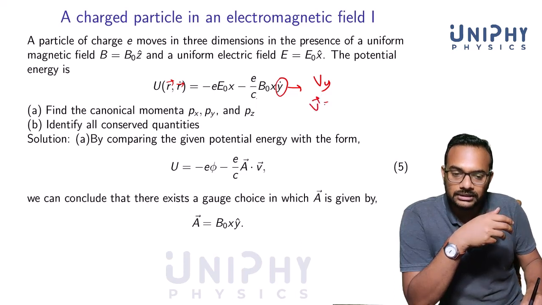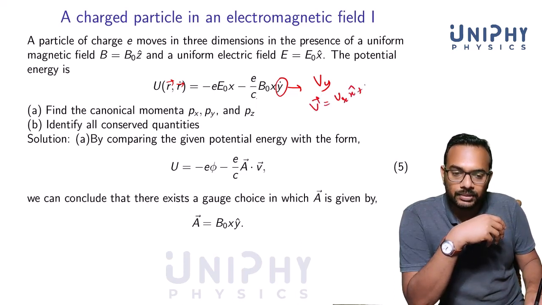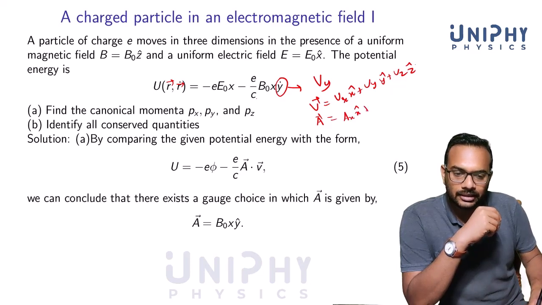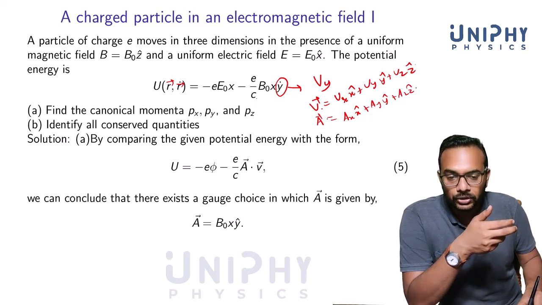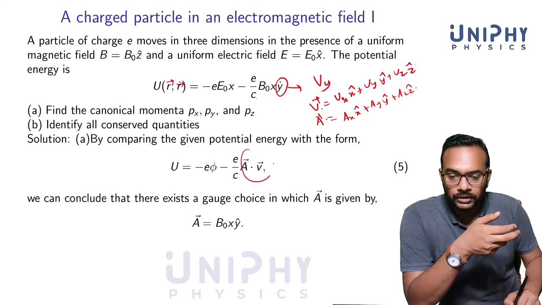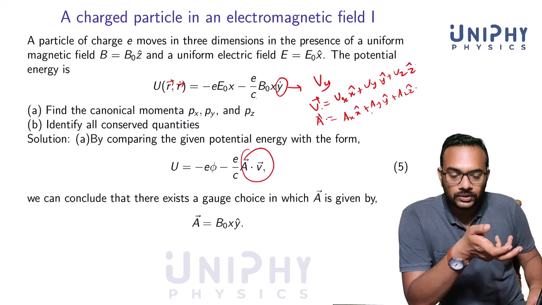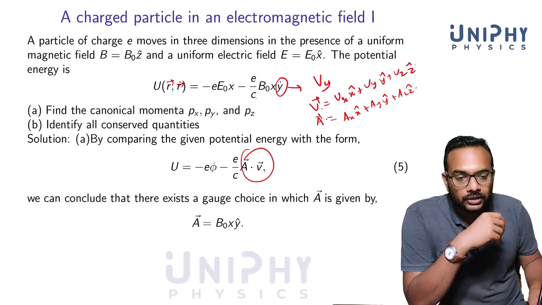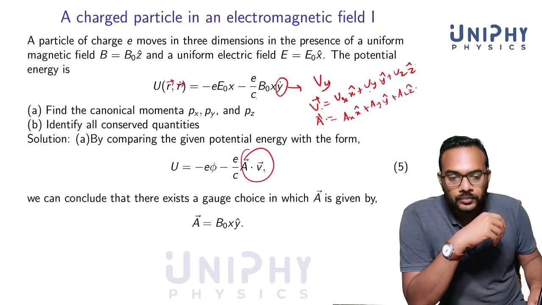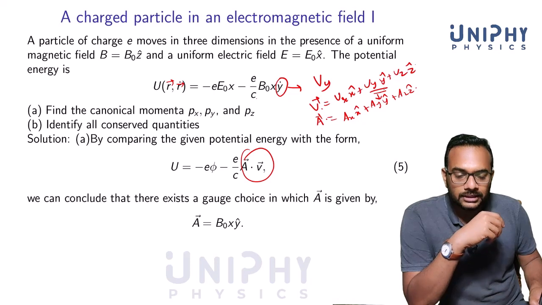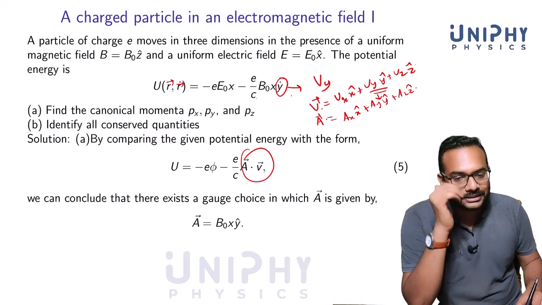The total velocity vector is Vx x cap plus Vy y cap plus Vz z cap, and the total A vector is Ax x cap plus Ay y cap plus Az z cap. Am I right? So when you do V dot A, or A dot V, you get x y dot. That means the only component appearing here is Vy, y dot, so the only component appearing would correspondingly be Ay.